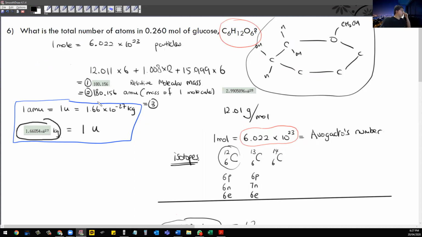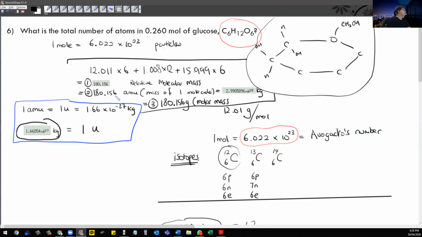By the way, number 2, this was AMU, and that's translated to this much kilogram. Number 3 is just 180.156 grams, and this is the molar mass. So there are 3 ways of interpreting this number. This is grams per mole.